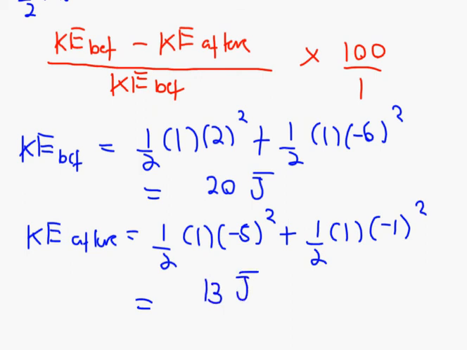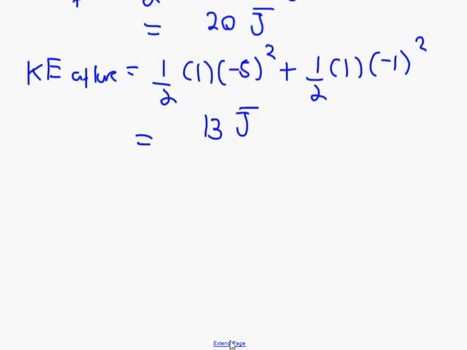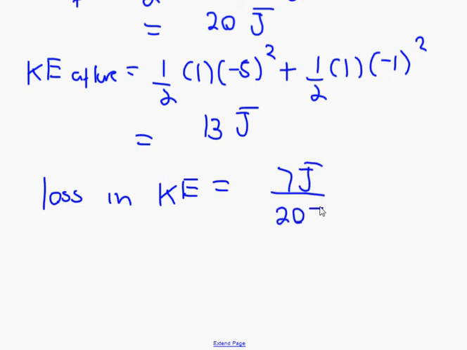Now, your loss in kinetic energy. So your loss in kinetic energy is 7 joules. You divide that by your 20 joules and you multiply it by 100 over 1. And what do we get? 35%. 35%. Is that the answer in the solutions?